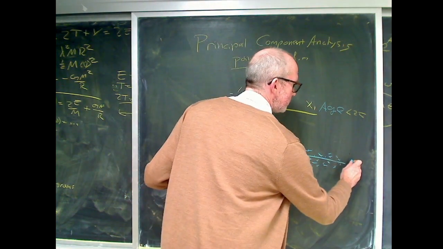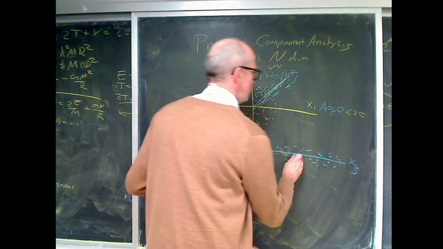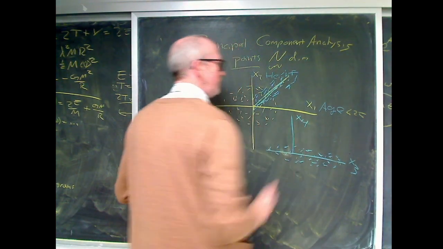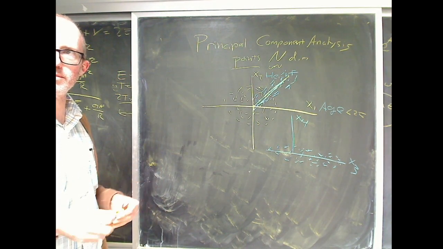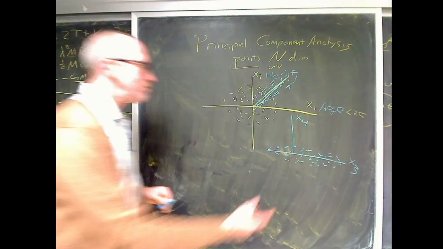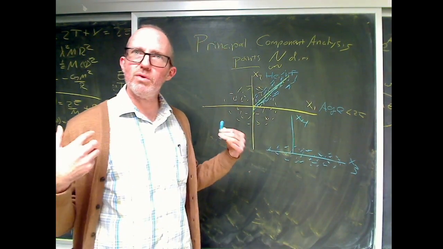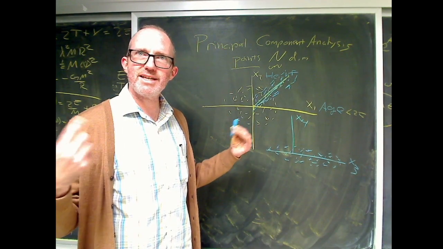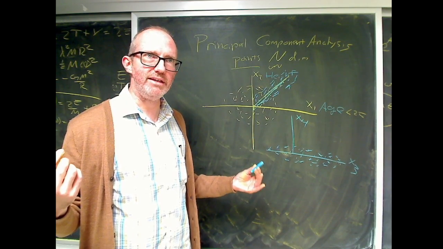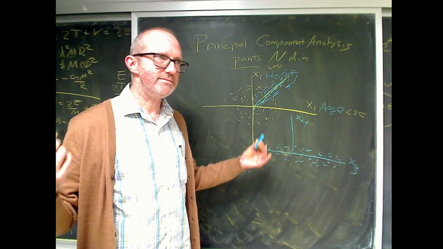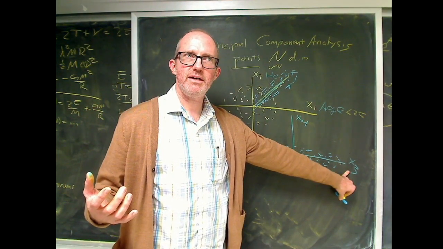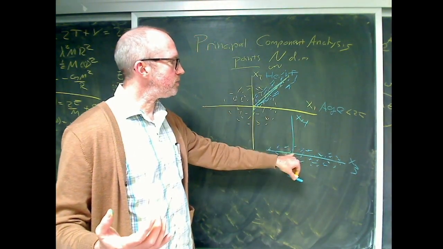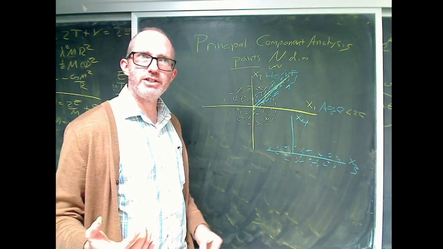And now I'm going to call this x3 and x4. I just rotated my coordinate system. So now x3, I don't know what to call it anymore. It's some combination of age and height, so I can't call it anything. It's now my first principal component. And my second principal component, I don't care about as much.